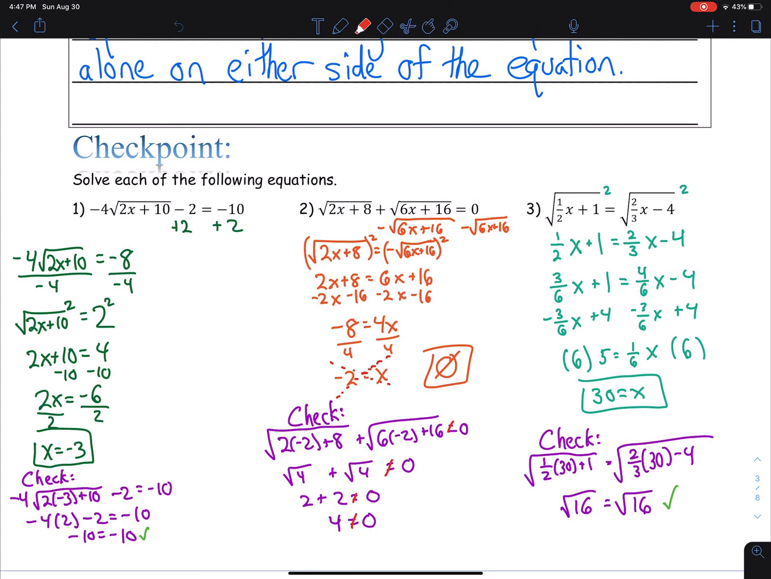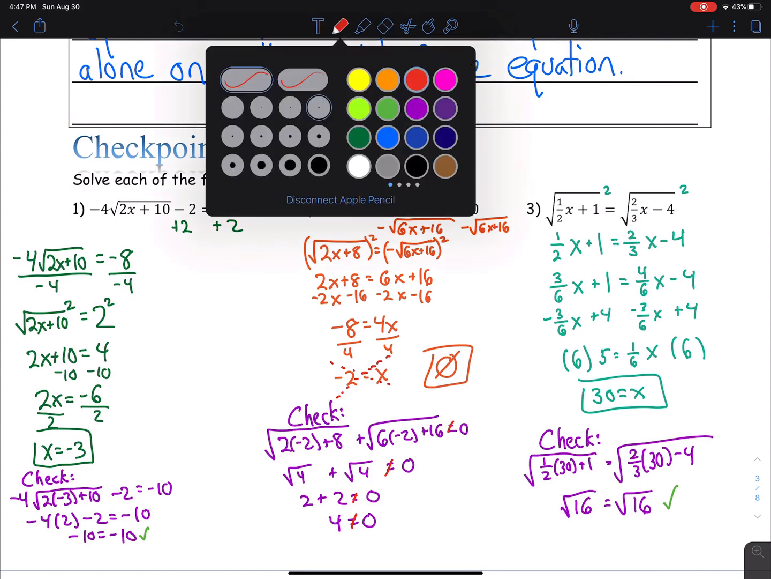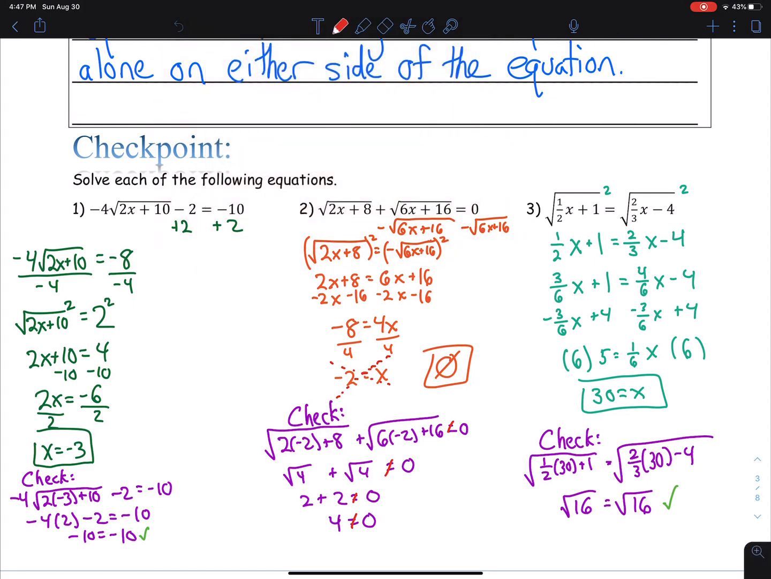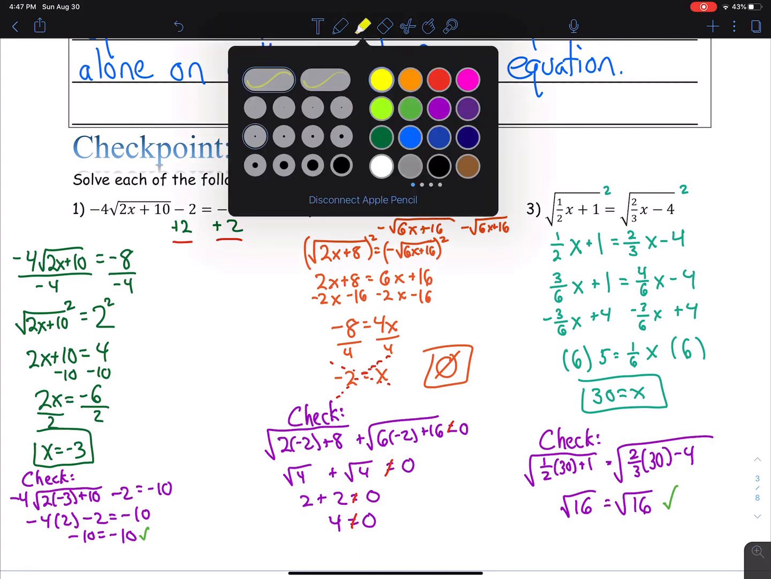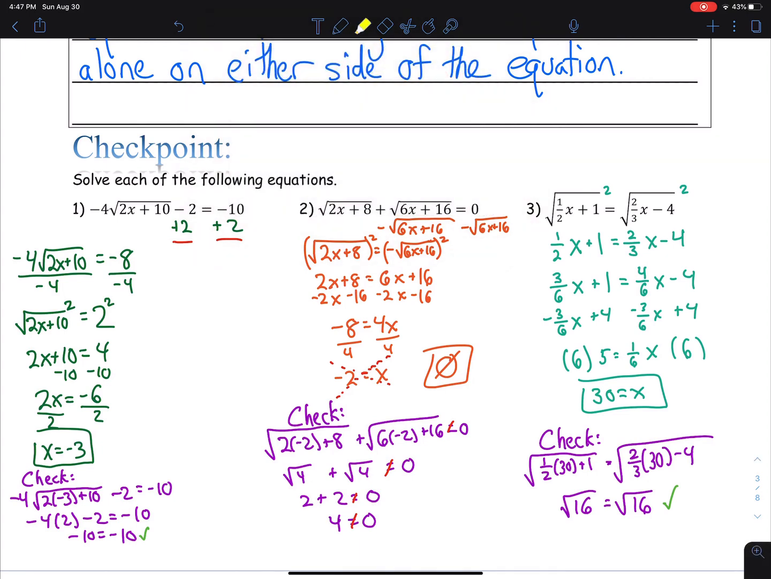So here are the solutions. Check out number 1. We have to get the square root by itself first, so we added 2 first. And then we divided by -4 because the square root wasn't by itself. And then after we did that, it was by itself. So we could square both sides and then treat it like a linear equation and solve for x.